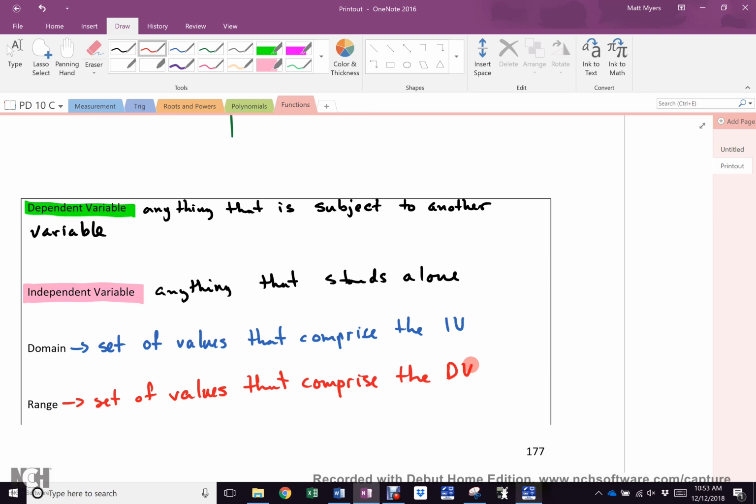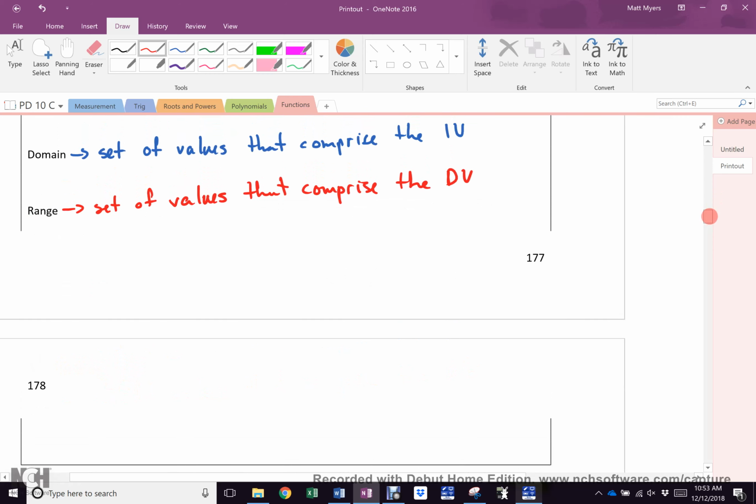What are the values? Like, what is a value? Like, is it like 7? Okay, so that's a value. Okay? All right. I probably should have said elements. Is everybody cool? All right.